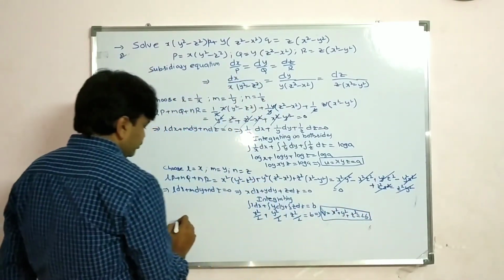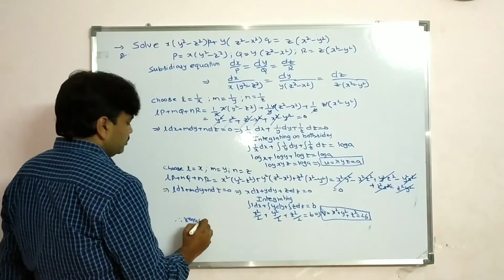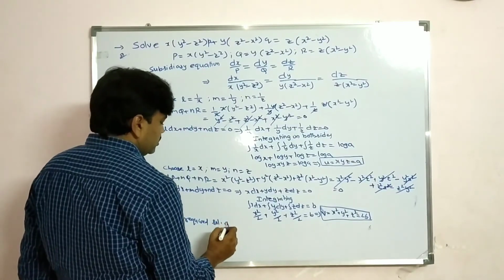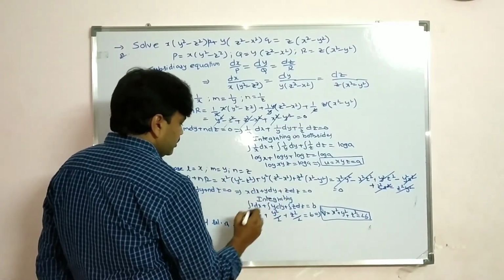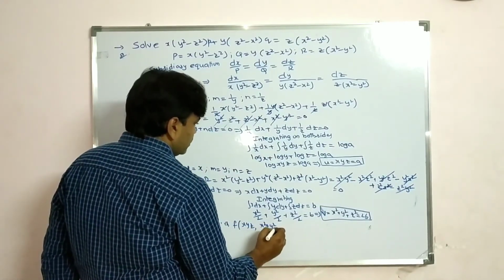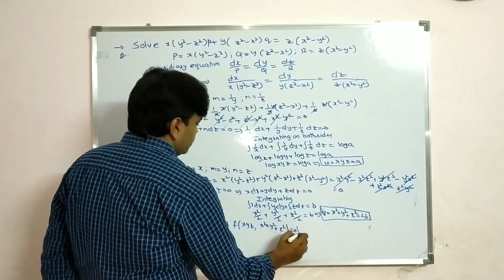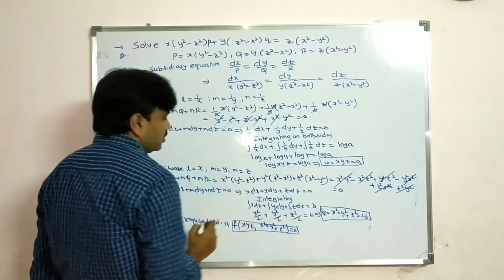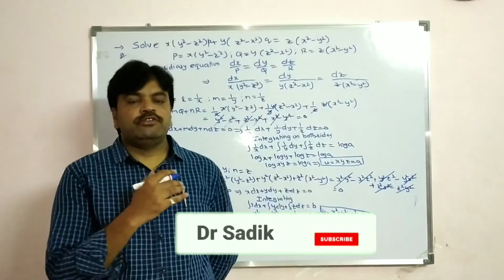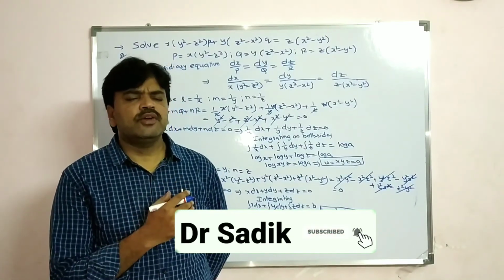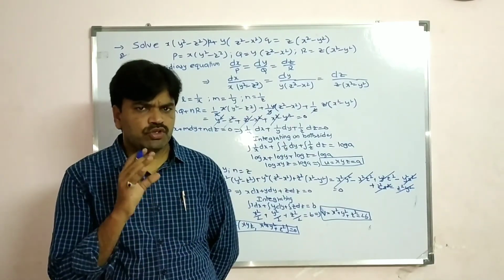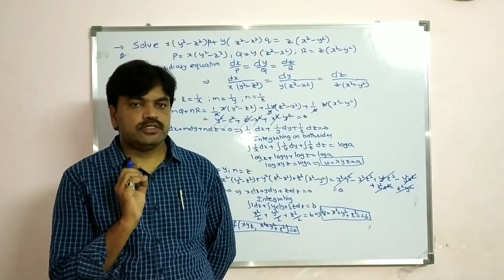Therefore, the required solution is, what, students? F of u, v, that is, xyz equals a and x square plus y square plus z square equals 2b, which is the required solution, students, of the given equation. This is about the method of multipliers problem, students. In the next class I want to solve some more problems on the method of multipliers, students, because this topic is very, very important from the exam point of view.